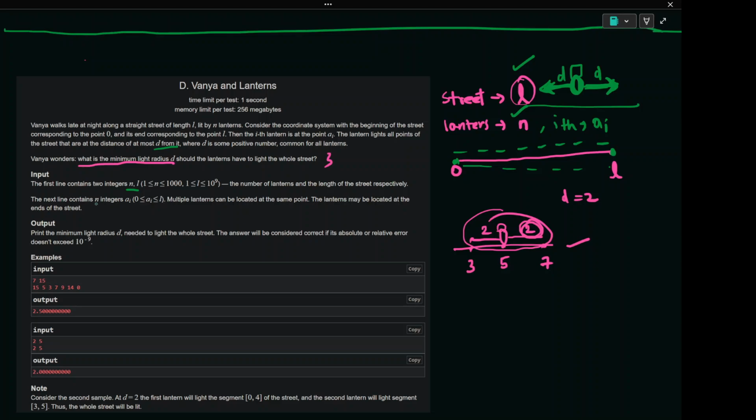Perfect. The next line contains n integers ai. So we are coming to the ai part. Multiple lanterns can be located at the same point. Okay, fine. The lanterns may be located at the end of the street as well. So they are saying that ai is nothing but the position of the lantern in the coordinate axis. That is nothing but from 0 to L. It is some kind of position in between.